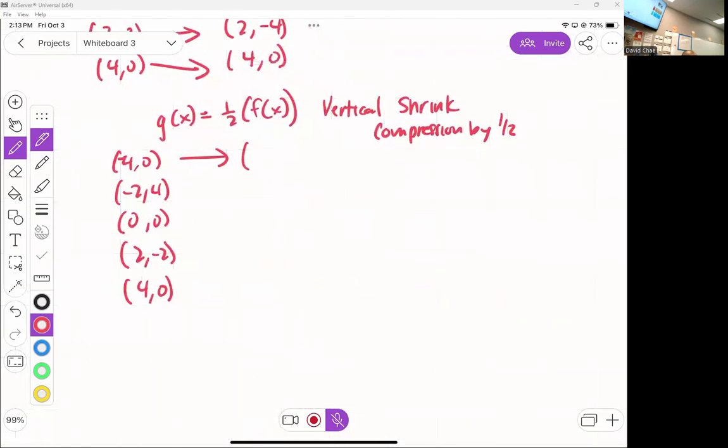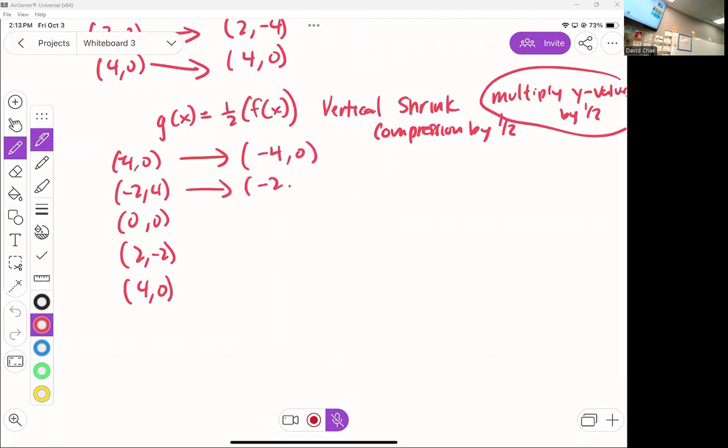All right. So now you have to multiply the y values by 1/2. So it's what? Negative 4, 0, negative 2, 2, 0, 0.